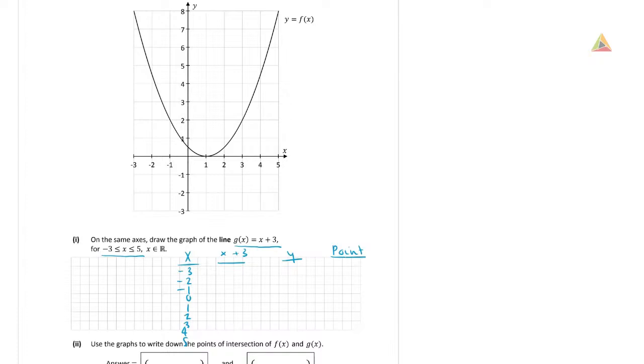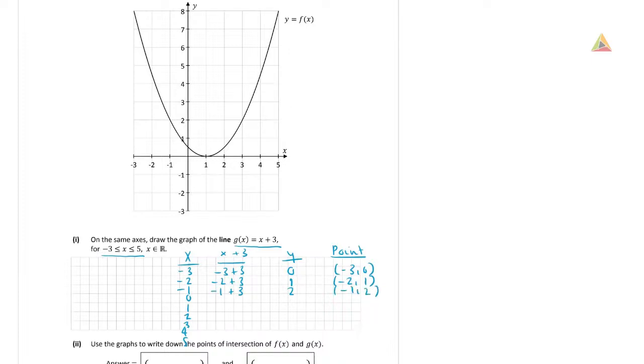So, instead of x, I'm putting in minus 3. So minus 3 plus 3 will give me a value of 0. So my point there is minus 3, 0. My next point is minus 2 plus 3, which gives me 1. So my point there is minus 2 and 1. My next point, instead of x I put in minus 1 plus 3. Minus 1 plus 3 gives me 2. So my point is minus 1 and 2.